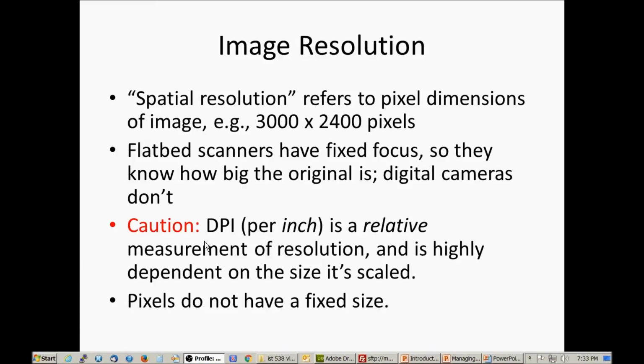So with a newspaper, for example, or say a poster or whatever, something that's larger than an 8x10, if you were to scan that at 400 DPI, even 300 DPI, that would be plenty enough resolution to render it in a faithful way. So pixels do not have a fixed size. Just remember that.